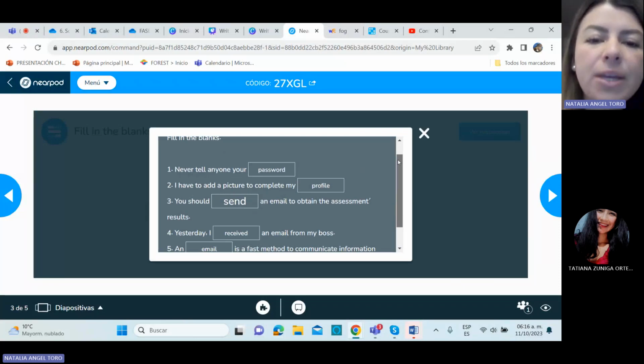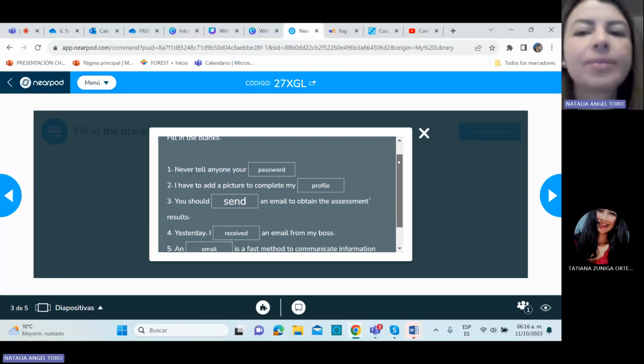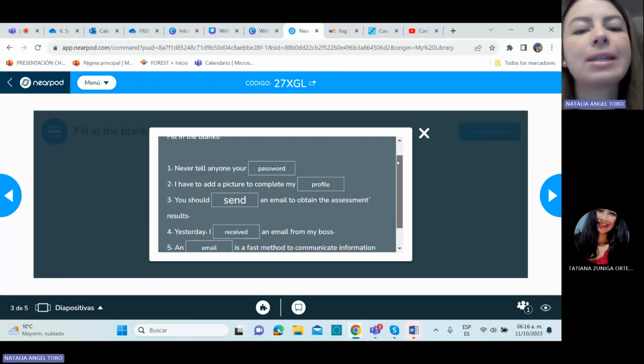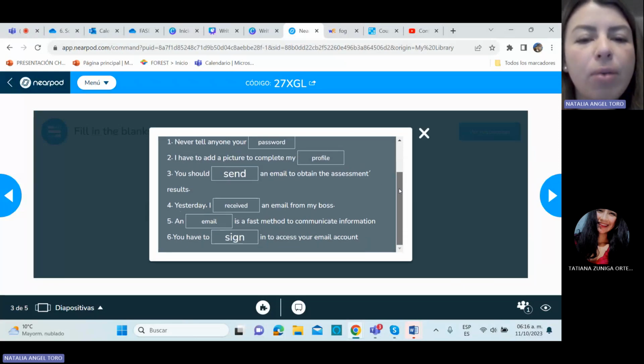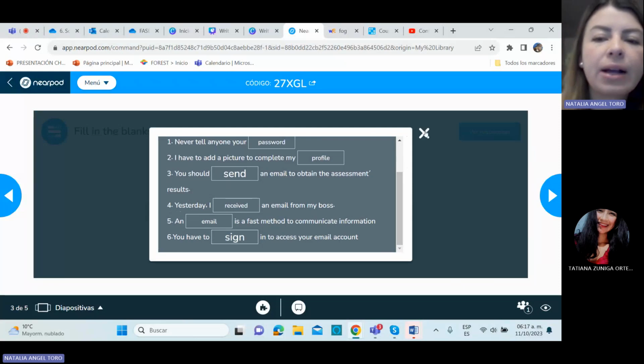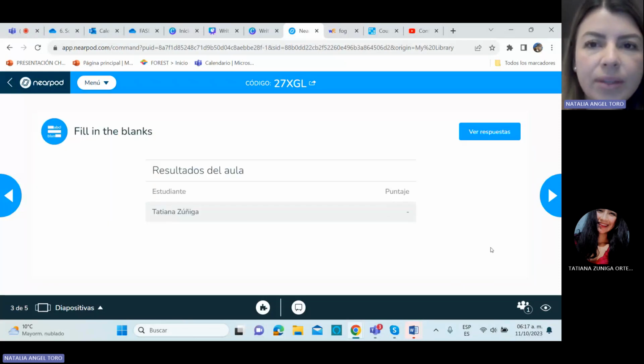I have to add a picture to complete my profile. Yes, because a profile is a way to show part of your life. You should send an email to obtain the assessment result. Yes. Yesterday, I received an email from my boss. An email is a fast method to communicate information. And finally, you have to sign in to access your email account. That's great. Thank you, Tata.